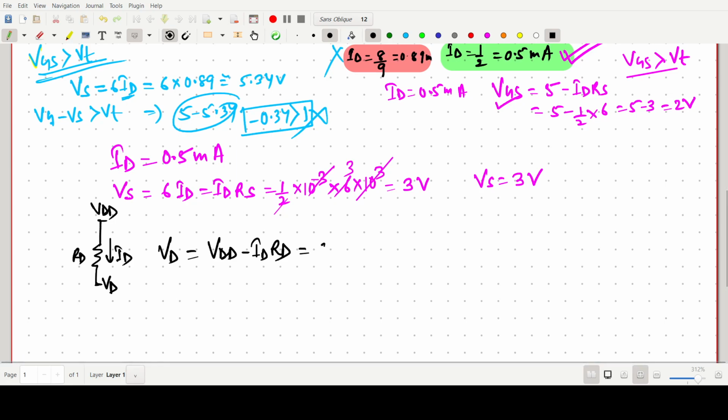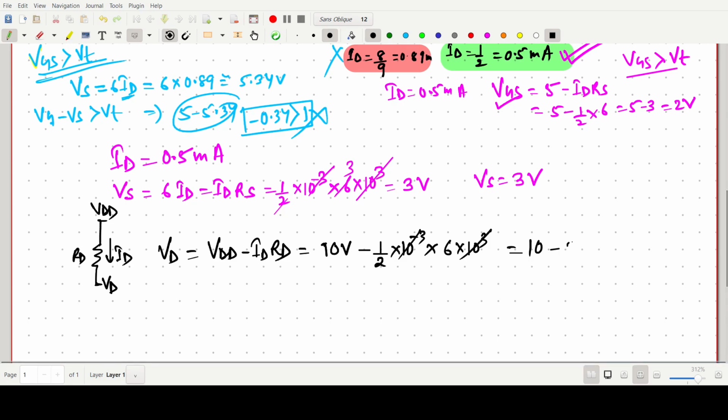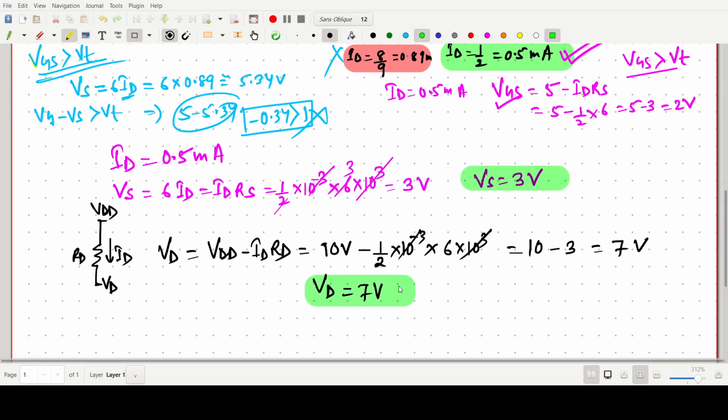VDD is 10 volt, minus ID 0.5, so 1 by 2 milli, and RD is also the same as RS, 6 kilo ohm, so it cancels out. So 10 minus 3 volt, simply 7 volt. So the VD value will be 7 volt. Once again I am highlighting, VS will be this one and VD will be 7 volt.